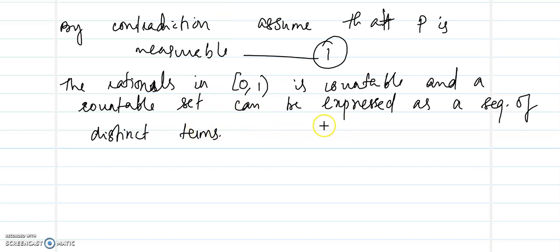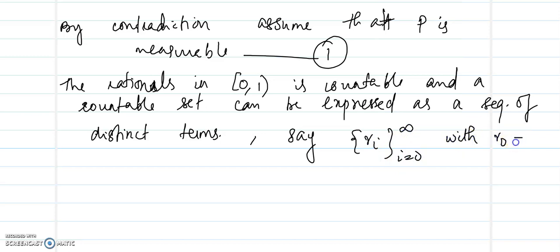So we can express the rationals in [0,1) as a sequence. Let me call the sequence r_i, where i varies from 0 to infinity. Here I am taking r_0 to be 0, since 0 is the minimum value in it. So this is a sequence of all rationals in [0,1). Now in our assumption we said P is measurable, and P is a subset of [0,1).